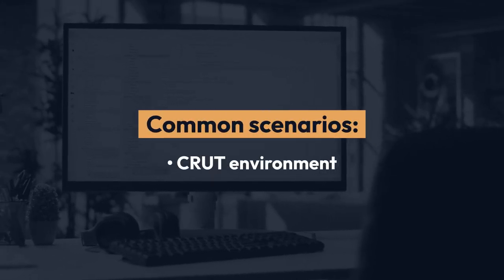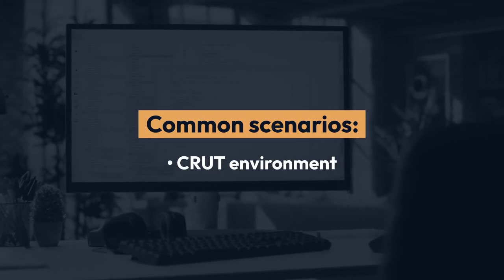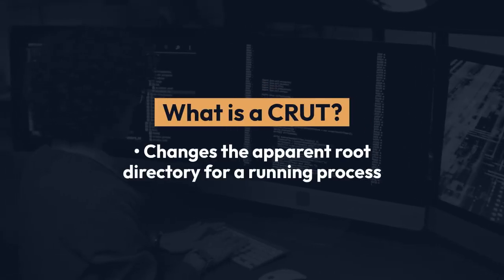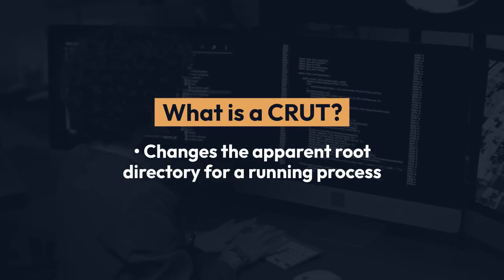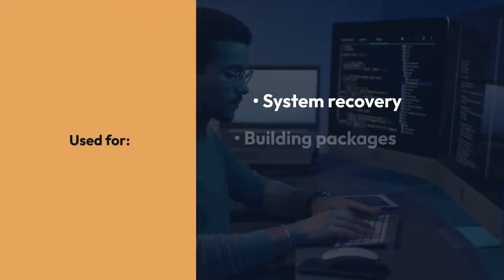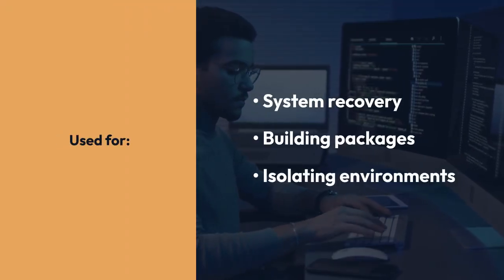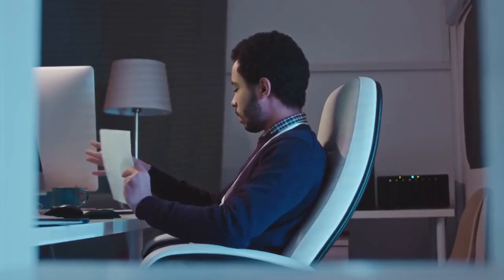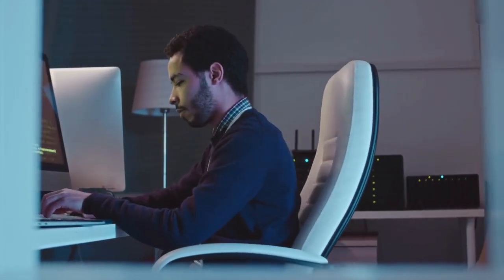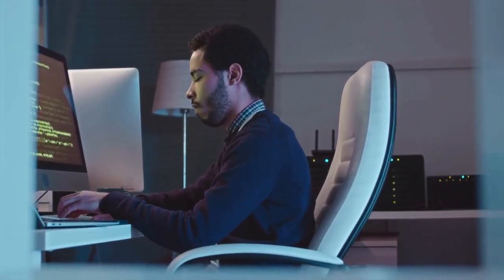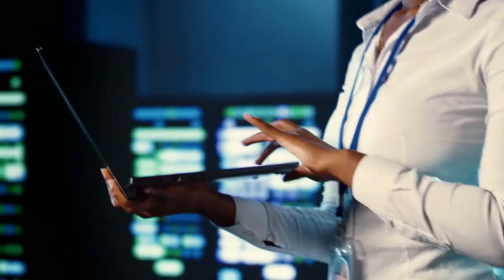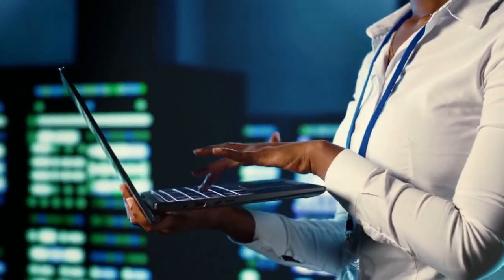One major reason is working inside a chroot environment. A chroot command changes the apparent root directory for a running process, often used for system recovery, building packages, or isolating environments. Inside a chroot, PID 1 still belongs to the host system, not the chroot environment itself, meaning the chroot doesn't run its own systemd as PID 1.